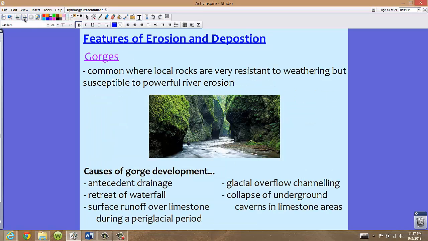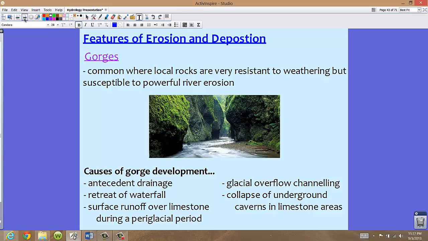We also see gorges. Now gorges are common where local rocks are extremely resistant to weathering, but are going to be susceptible to powerful river erosion. When it says that it's very resistant to weathering, it's actually very resistant to the wind, the rain, things like that that are hitting the sides of the rock. So if we have wind grains, we have maybe precipitation hitting the sides. Maybe there's some sort of chemical weathering there that deals with some sort of chemical erosion.